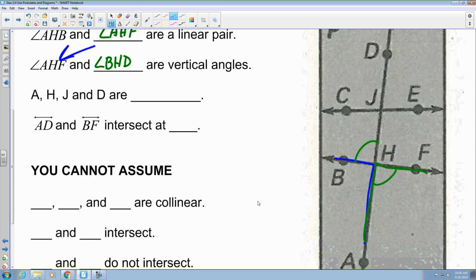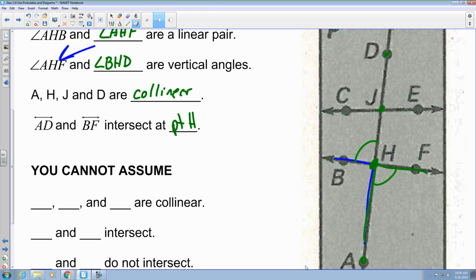Here they're saying points A, H, J, and D are, let's see here, looks like, are they all on the same line? A, H, J, and D, they're all in the same line. We can assume that they are collinear. And then finally, it says AD and BF intersect at, and it looks like point H right there. All right.